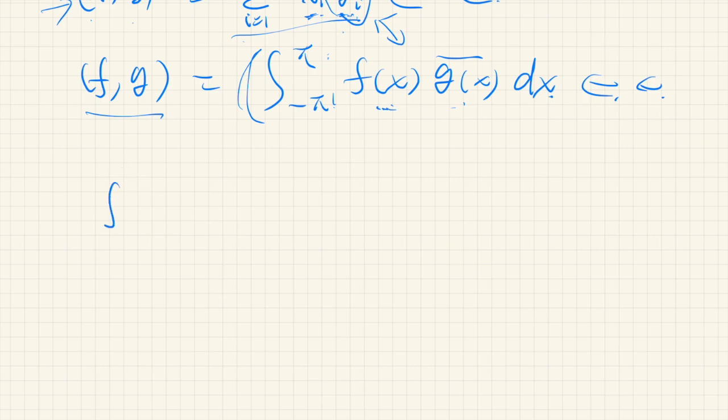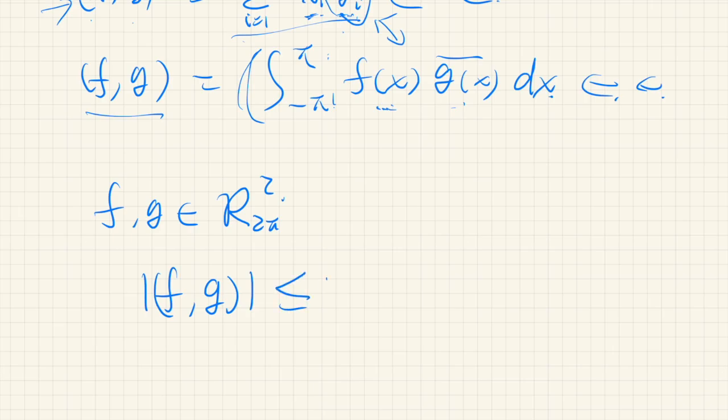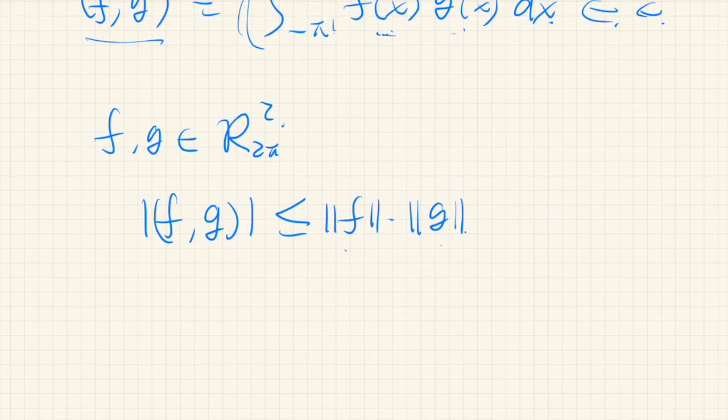And just like any other scalar products, we can prove the Cauchy-Schwarz inequality for this inner product. If we have two functions, then we have this inequality: the modulus of the inner product is less than or equal to the product of the norms of each of them. The proof is an exercise. This is called the Cauchy-Schwarz inequality.